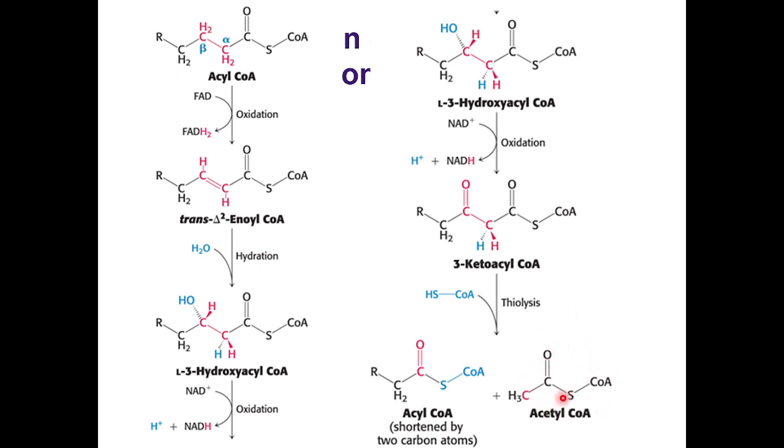Notice the difference in the terminology. Acyl, more than 2 carbons, right? Acetyl, 2. Okay? And the acetyl-CoA you may recognize because that's going to go in the citric acid cycle, right? Fantastic. Okay, very good.